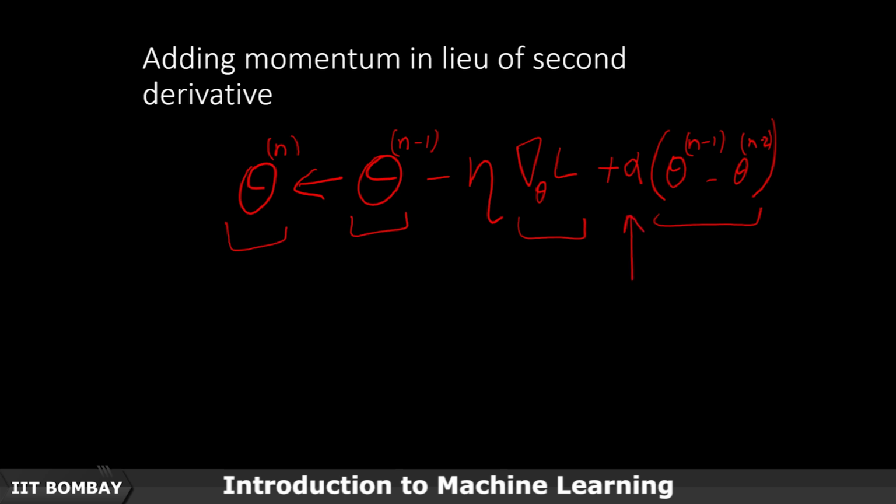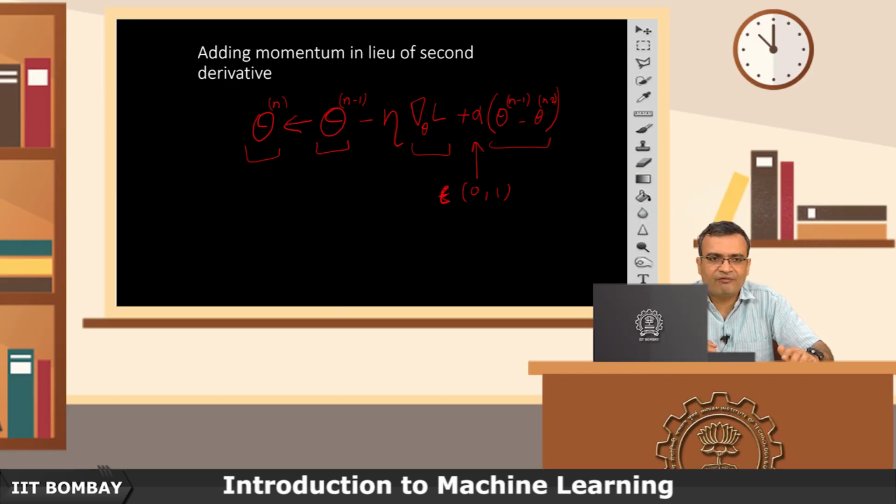This alpha is a constant factor which is between 0 and 1. It belongs to this range 0 and 1. Okay. It cannot be above 1. When you have it above 1, then you will have too much speed up in the direction of previous updates and you will get unstable behavior. If it is below 0, then it will have the opposite effect of momentum.